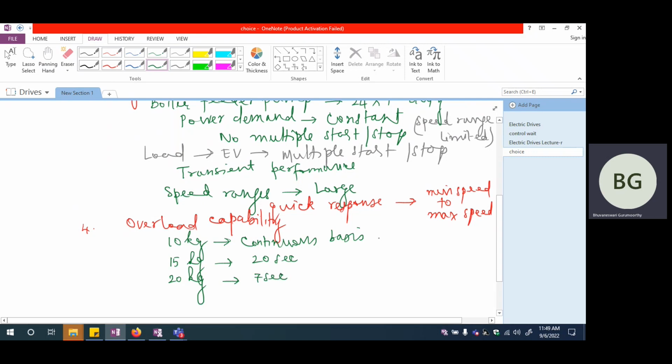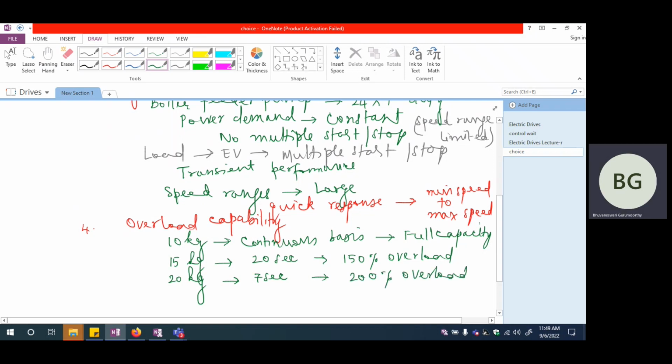So I would say if this is my full capacity on a continuous basis, this is essentially 150% overload when I'm talking about 15 kg, whereas this is 200% overload.